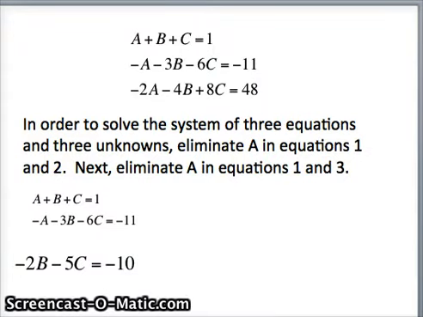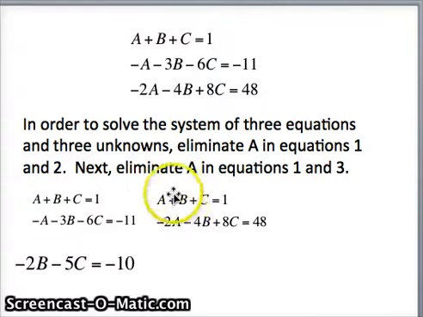So we want to do this again with equation 1 and 3. Now you could do equation 2 and 3. Any pair works. But I'm choosing equation 1 and equation 3. To eliminate the A's, I want all the A's to cancel out. I have a negative 2A here. Let's multiply the top equation by positive 2.